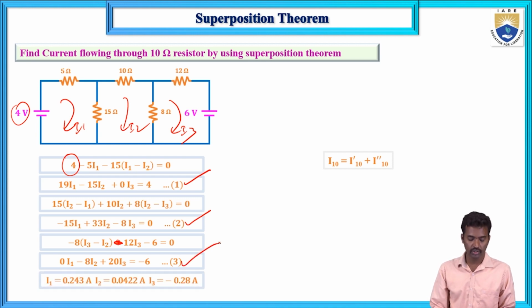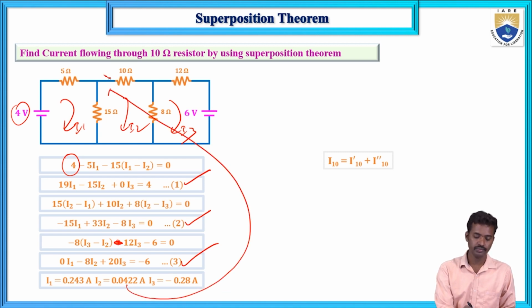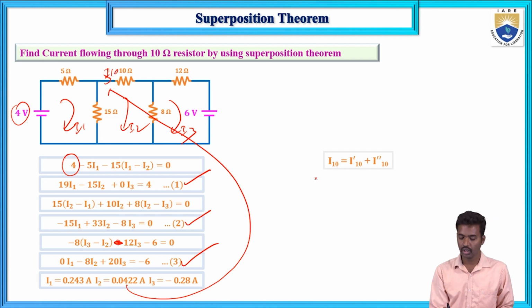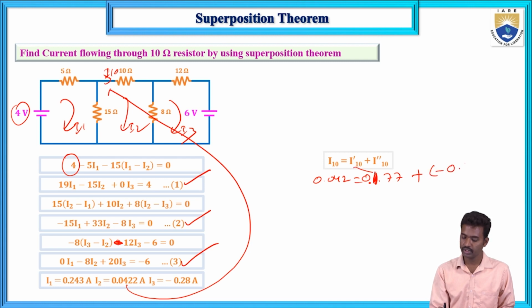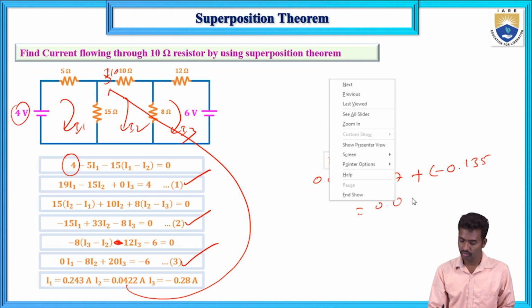If you solve that, you will get 0.243, 0.0422 and 0.28. So this is minus. This current is the total current I10. So now 0.0422, and this one is 0.17, and plus this value, so minus of 0.13135, I think. Now this value equals 0.042.